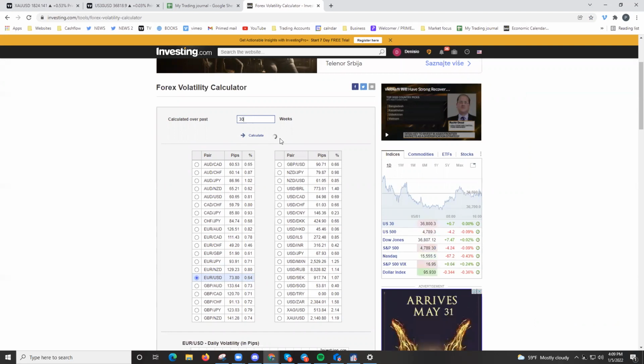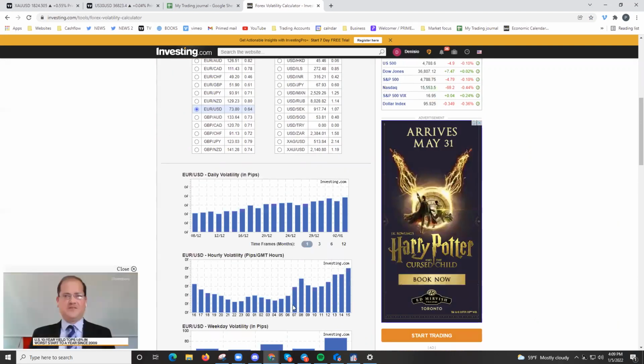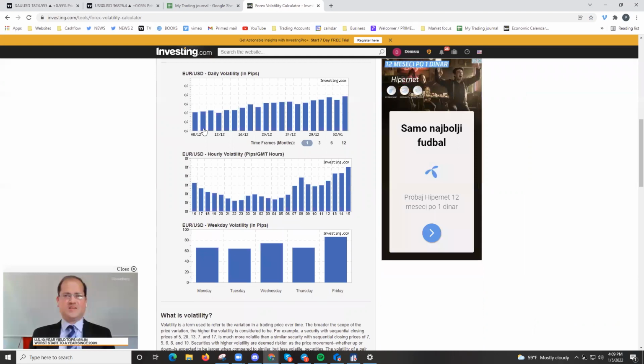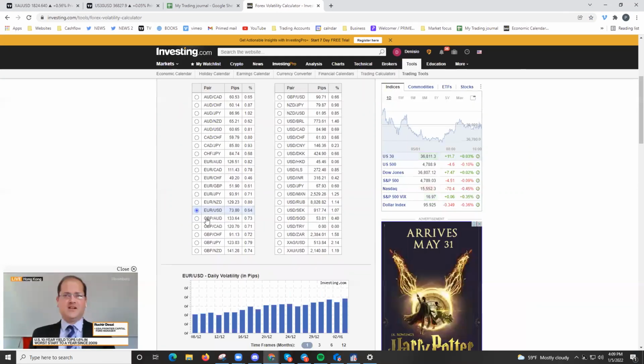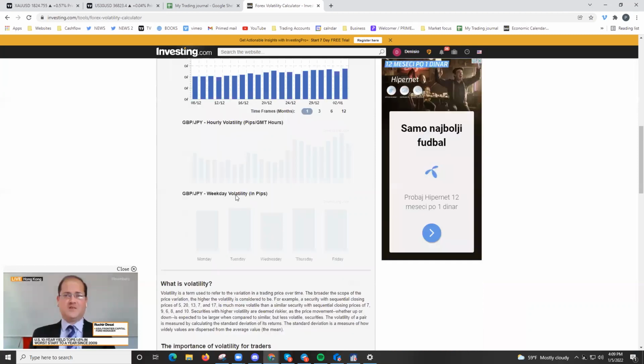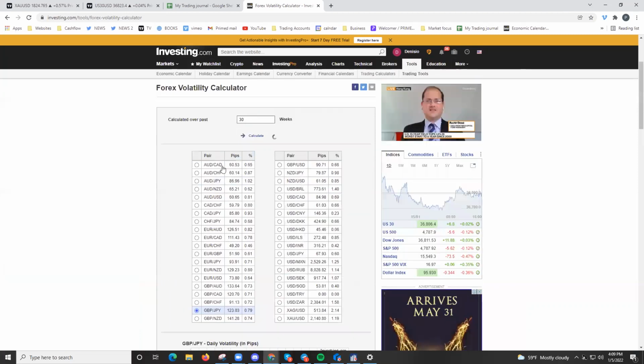I know that for GBP/JPY to move 170 pips, when GBP/USD moved 60, you can see here by days. Look, GBP/JPY 123 over the last 10 weeks. This is not loading yet, but if we go to GBP/USD, it's 90, so it's more.